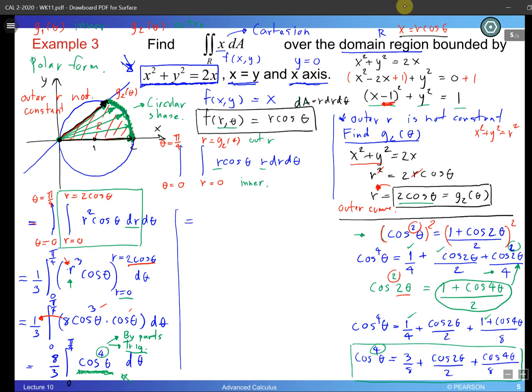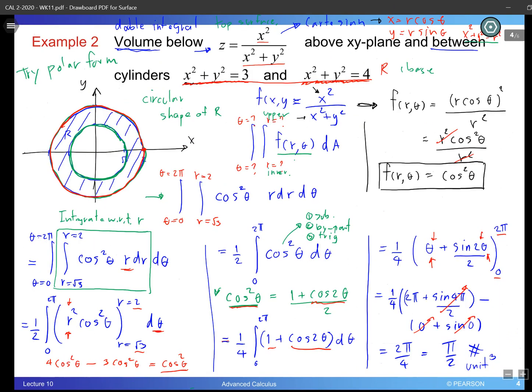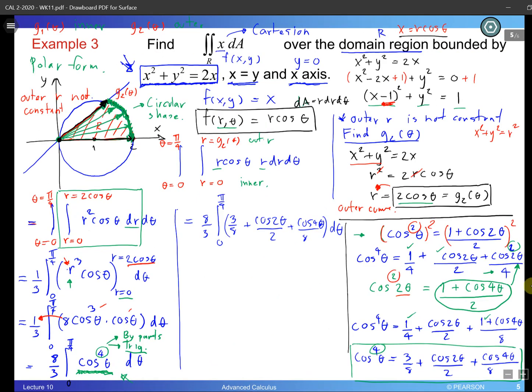This is going to be equal to 1 over 3 still here, integration of, okay, whole terms goes in, so we have this 3 over 8 plus cosine of 2 theta over 2 plus cosine of 4 theta over 8, and we are supposed to integrate this with respect to theta. Okay, so let me put a wall right here, boundary. And we are supposed to integrate from theta equal to 0 to theta equal to pi over 4.